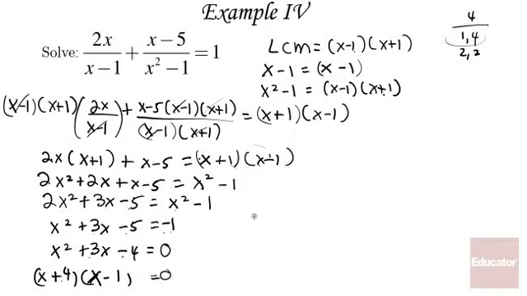Okay, using the zero product property, I'm going to get x plus 4 equals 0, and x minus 1 equals 0. Therefore, x equals negative 4, and x equals 1. Now, I need to check and see if I have any extraneous solutions. Let's start with x equals 1, and rewrite this down here.